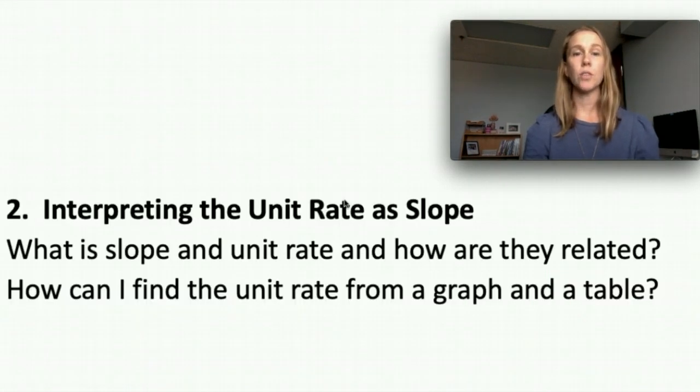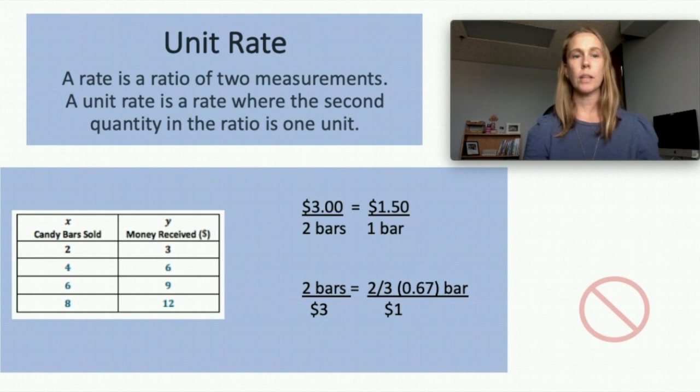Activity 2 is interpreting the unit rate as slope. So our questions are, what is slope and unit rate, and how are they related? And how can I find the unit rate from a graph and a table? So here is your example. This is not the same one on your paper, but a rate is a ratio of 2 measurements, and a unit rate is a rate where the second quantity in the ratio is 1 unit.